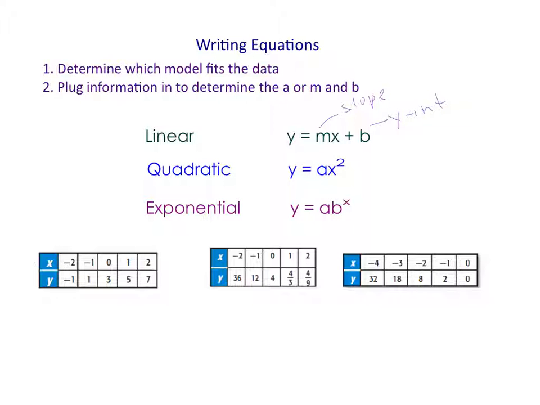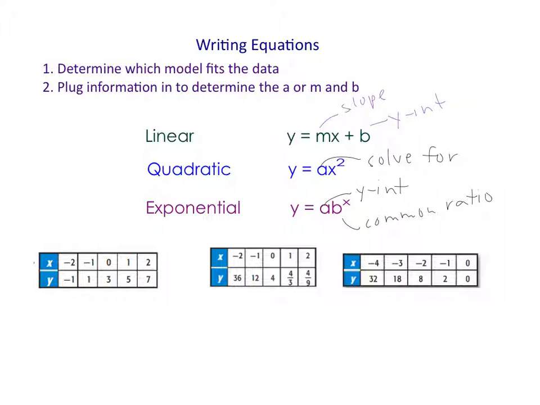For quadratics, y equals ax squared, we actually are going to have to solve for a. And we'll go through an example of what that looks like. We have to actually solve for that. For exponentials, y equals a times b to the x. A here is the y-intercept, and b represents the common ratio. So we have to be careful here with linear functions. B represents the y-intercept, but for exponential, b represents the common ratio.